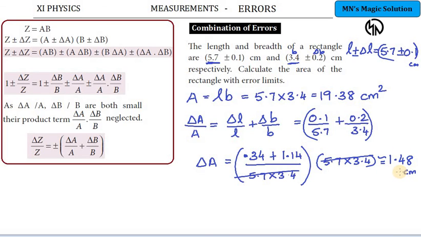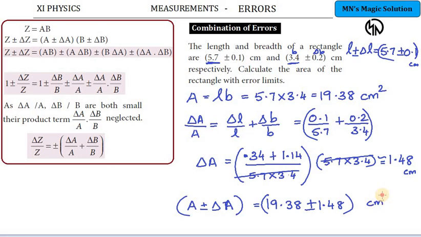So the absolute error of this scenario we have found, and the area we also know. Now you have to add both and represent it. The area value is going to be A plus or minus del A, which is equal to 19.38 plus or minus 1.48, and the final answer you'll be representing as centimeter squared.